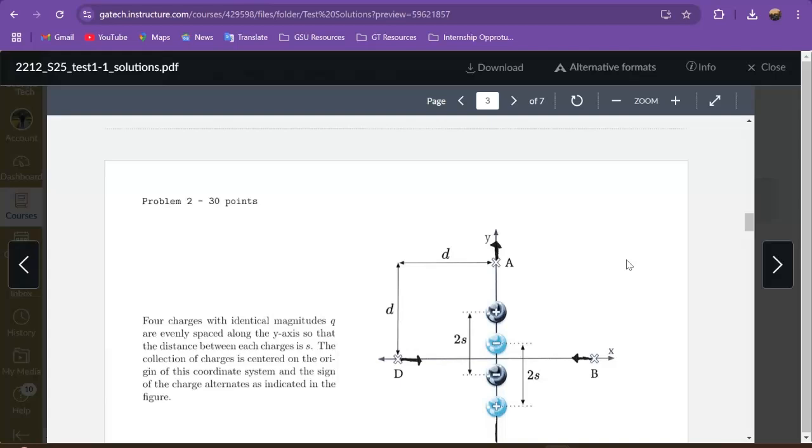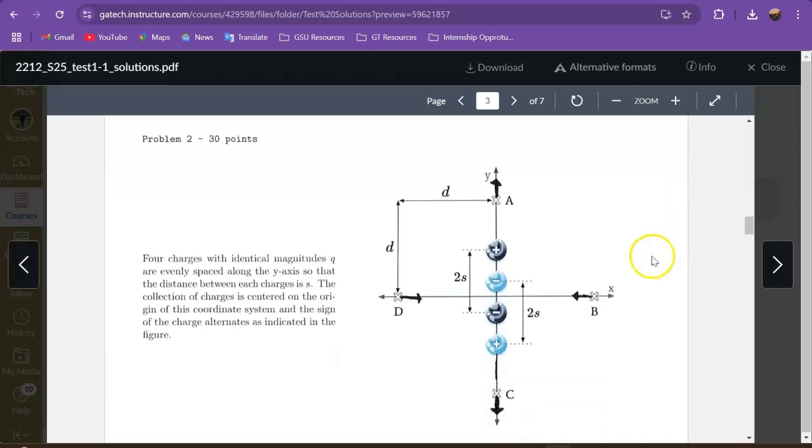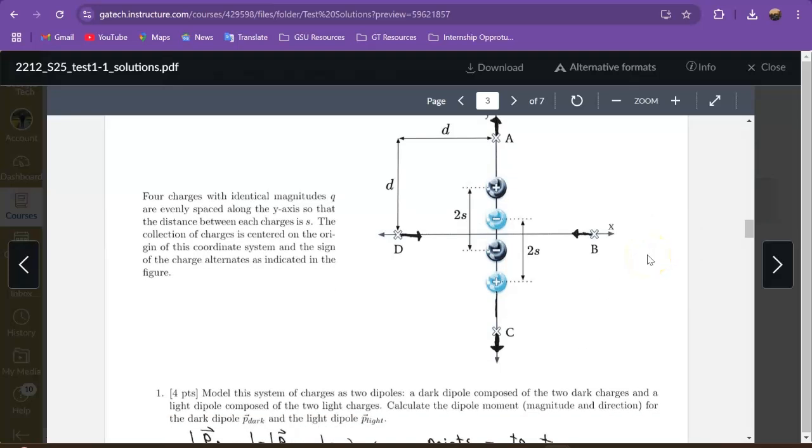And over here we have 4 charges with identical magnitudes that are evenly spaced along the y-axis. So the first question we're asked is to calculate the dipole moment for the dark and light dipoles. And we know that dipole moment is equal to the separation, or the distance, between the 2 charges, positive and negative, multiplied by the magnitude of one of the charges. And we know that the dipole moment points from negative to positive.